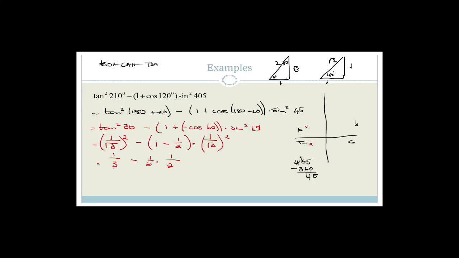This is wrong. No, no, it's right, squared. So therefore we've got 1 over 3 minus 1 over 4. So we could use our calculator or we can just use common denominators of 12. So that becomes 4 minus 3, which is 1 twelfth. Okay. So the value of this huge thing over there is 1 twelfth.